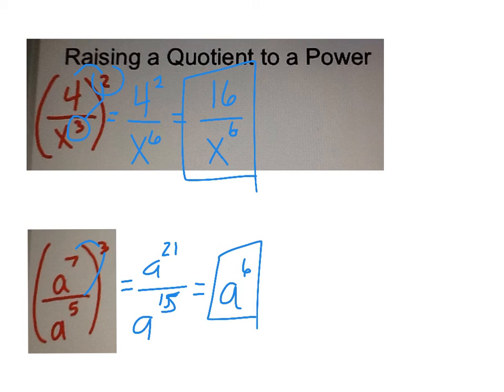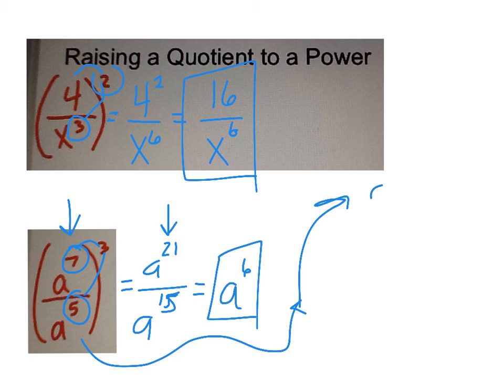Another way to do it is instead of doing your simplifying at that step, you can do it in the beginning, because 7 minus 5 is pretty easy math. So that would give us a to the 2nd power raised to the 3rd power. By doing it that way, I really only have to apply my power one time, and it's a to the 2nd power raised to the 3rd power, power raised to a power you multiply, 2 times 3, also gets us our a to the 6th.